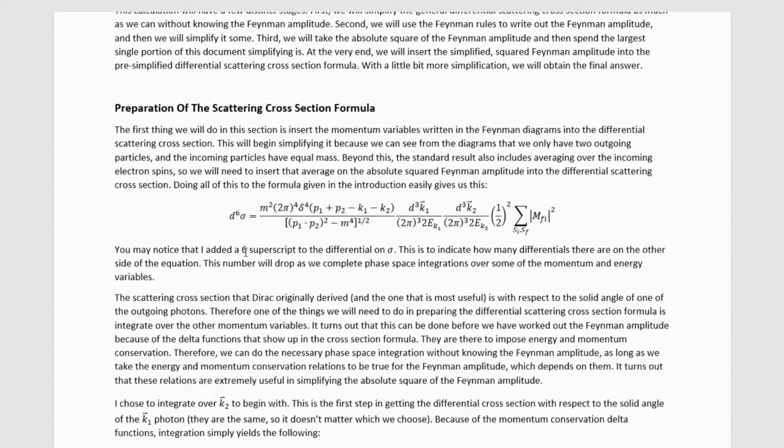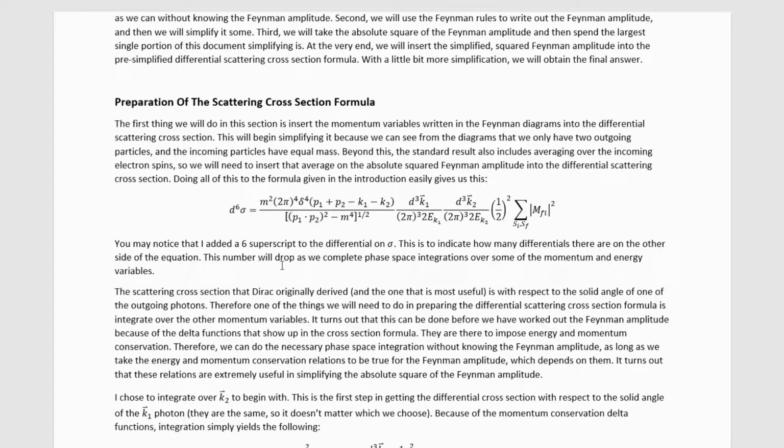You may notice that I added a 6th superscript to the differential on sigma. This is to indicate how many differentials there are on the other side of the equation. This number will drop as we complete phase space integrations over some of the momentum and energy variables. Specifically, because we'll be integrating over some of these, there will be fewer differentials on this side, so this number will drop. The normal convention is to not have a superscript on this side at all, but when I do that throughout the whole calculation, it sort of makes it look like d sigma is equal to a bunch of technically not the same things.